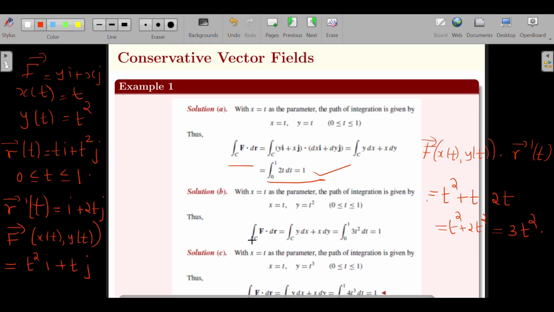So just look at this particular step. The line integral over c of f dot dr has transformed to the normal integral, where the limit of t is from 0 to 1, and f dot dr is equal to 3t square. So the integral from 0 to 1 of 3t square dt. On integrating we get 3t cube by 3 between the limits 0 and 1, that is equal to 1. So again we obtain the work done, or the value of the line integral, to be equal to 1.